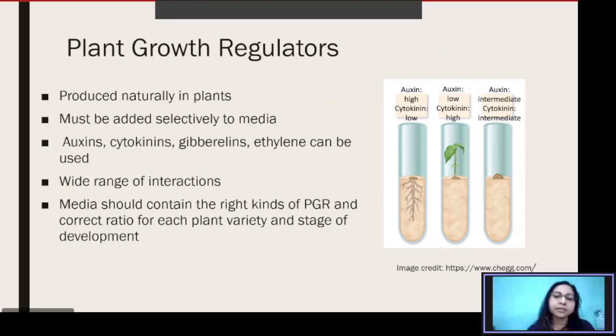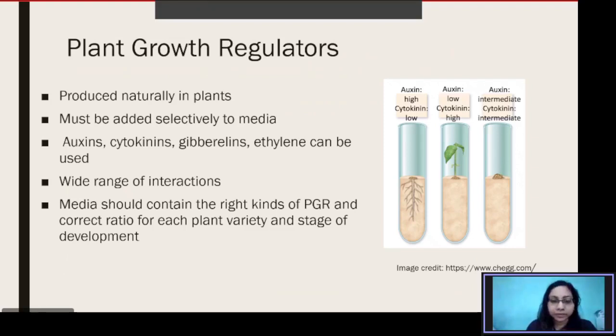So, for example, plant growth regulators control processes like senescence, which is when your leaf dies off and drops off of the plant. They control processes like phototropism, that's movement of the plant towards light. But in plant tissue culture, the major hormones that are important are two, auxins and cytokinins. Cytokinins play a role in development of shoots, and auxins are very important for development of roots.